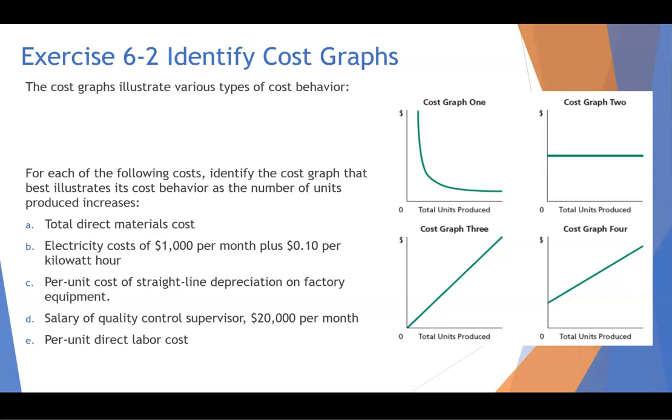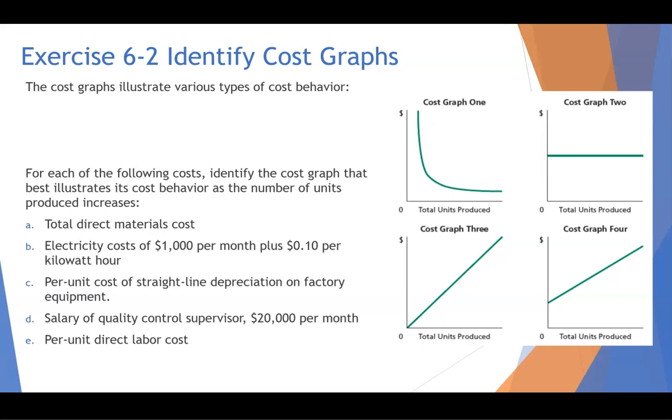Okay, now we're going to look at an exercise here. We've got various graphs here that provide us with information. So you see with cost graph 2, there is a certain amount no matter what the production is. We see in cost graph 3, as production increases, the cost increases. And what we need to do is look at each of these graphs.